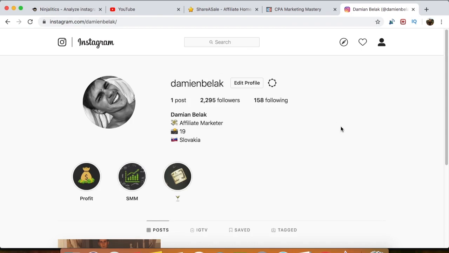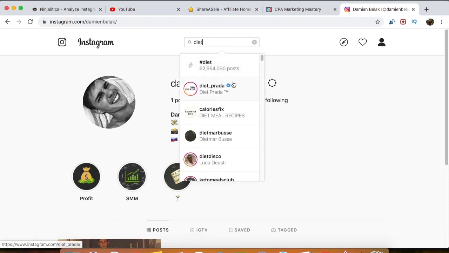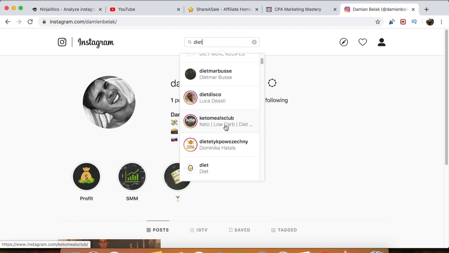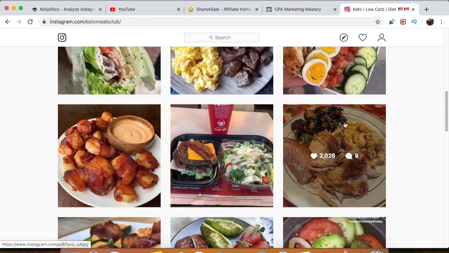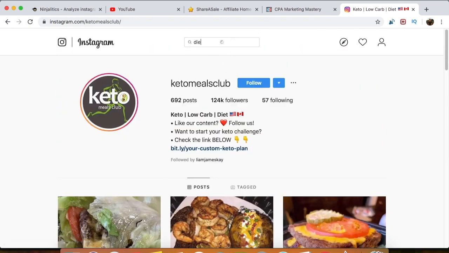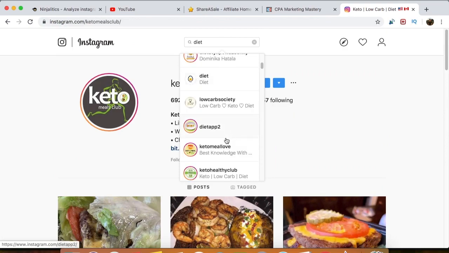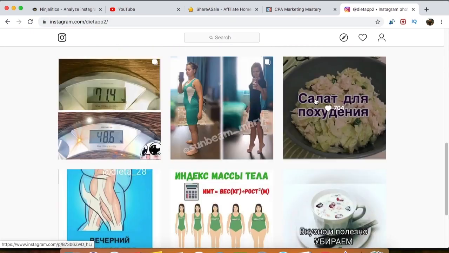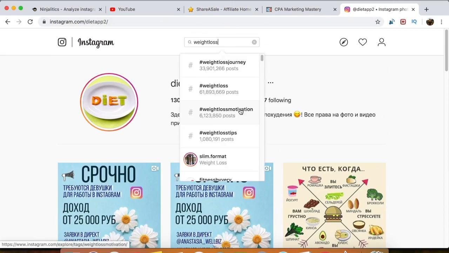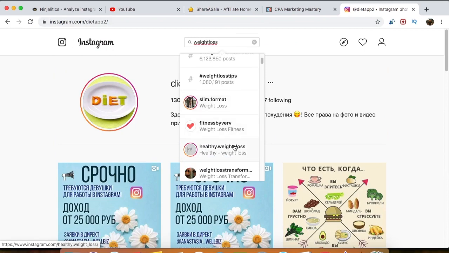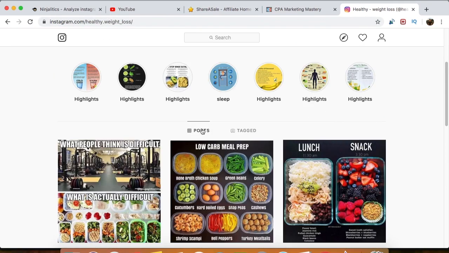Since we have a weight loss product, we're going to need targeted influencers with targeted followers. So we're going to use keywords like diet, for example, and Keto Meals Club. Let's look at this account. This is a food account, so we're not going to use this. Let's search again. This is some kind of application. Maybe not diet. Let's search for weight loss. Healthy weight loss, let's see.